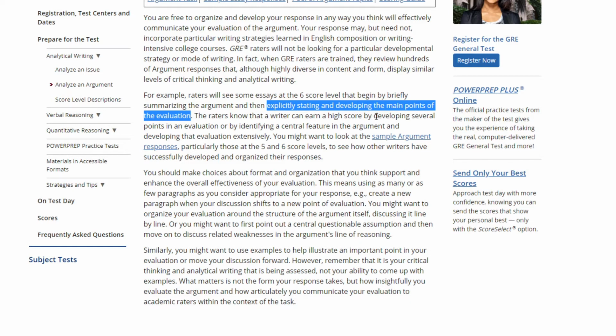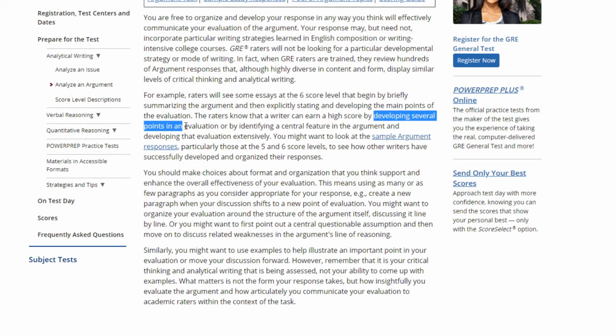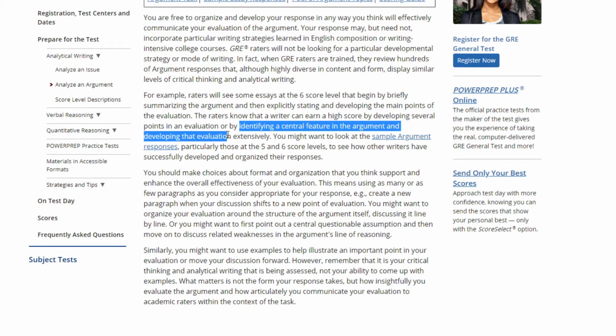You can either do it by developing several points in an evaluation, or identifying a central feature in the argument and developing that evaluation extensively. So what this can look like is either sort of a listing of the most important things that you've pulled out of the prompt that you want to talk about, or selecting one big core idea and then sort of branching off from that into its smaller subsets within it.